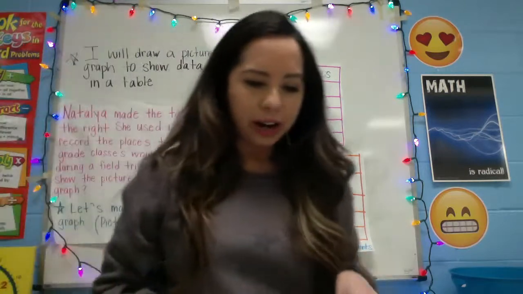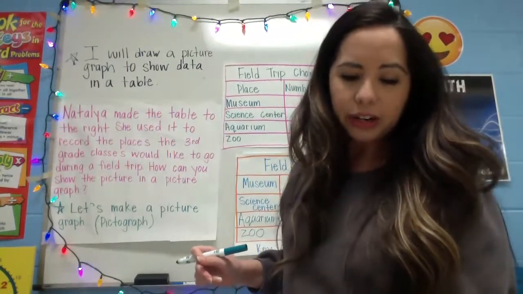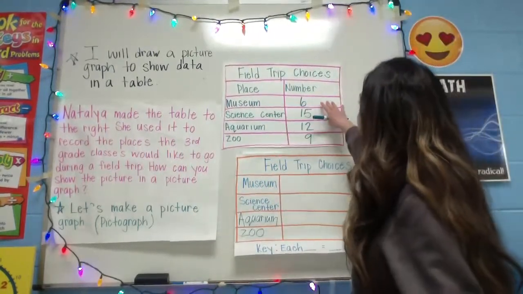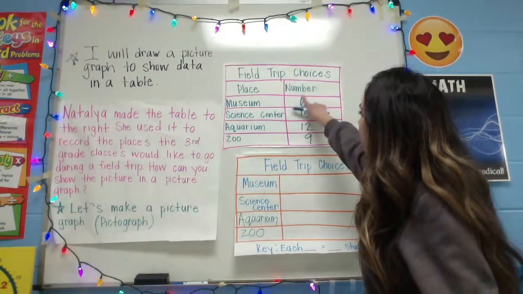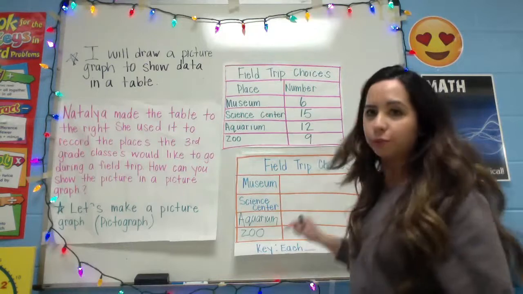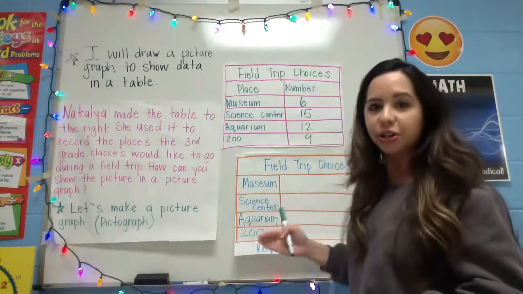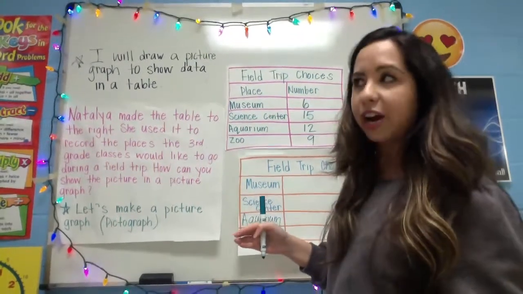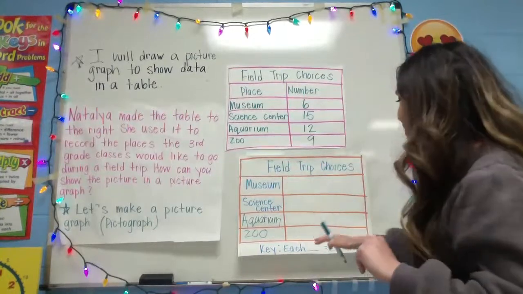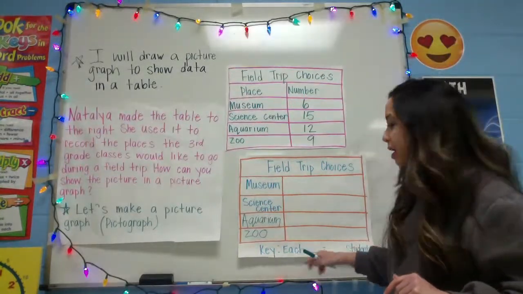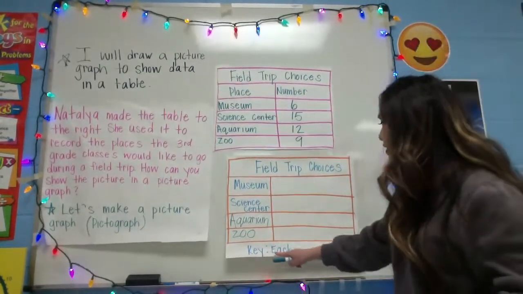Now, after I write all of the places of the field trip choices, I'm going to look at the numbers in the table. Again, we have 6, 15, 12, and 9. I know that all of these numbers are multiples of 3. We can skip count by threes and we'll call out these numbers. So in our pictograph, you guys learned yesterday that every picture graph has a key, just like a map key, right? And the key always comes at the bottom of the picture graph right here.